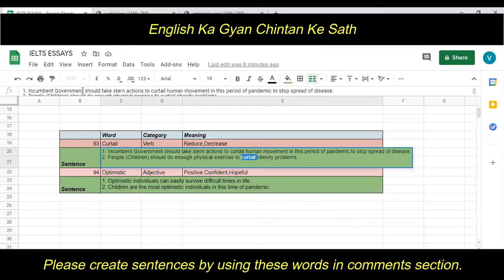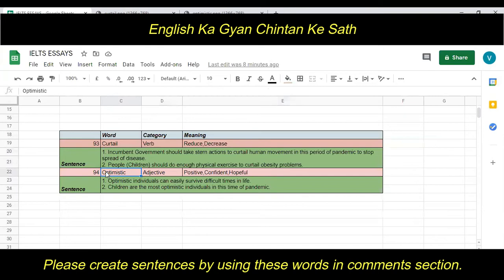Okay, now let's go to the second word, and the word is optimistic. If I talk about the category of this word, then it is an adjective. And if I talk about the meaning of this particular word, then you can consider it as positive, or as confident. But if I talk about the specific meaning, then you can consider it as hopeful.